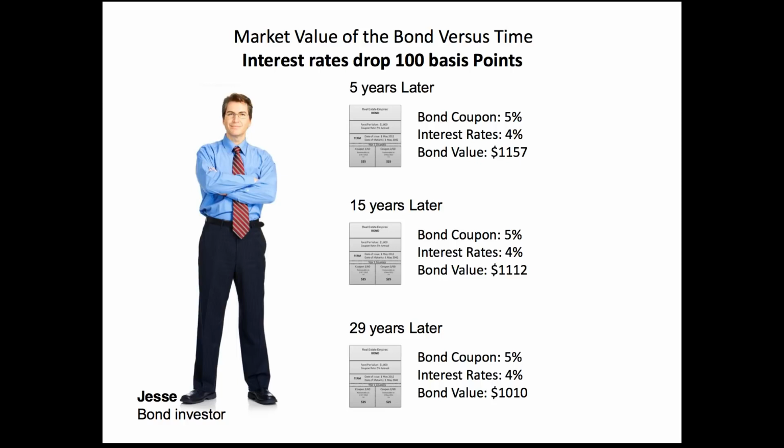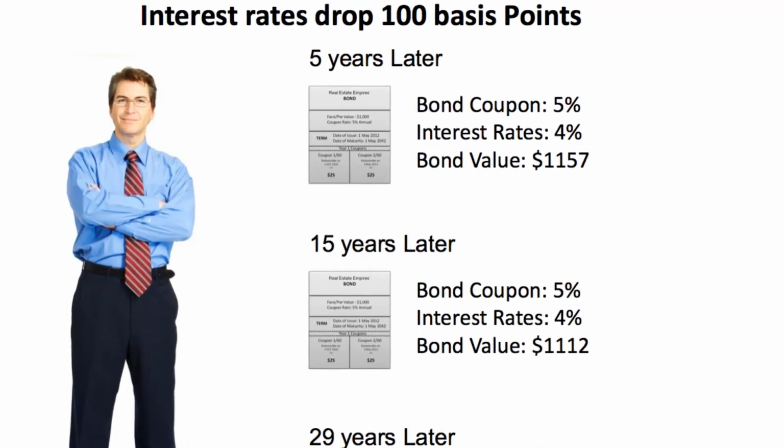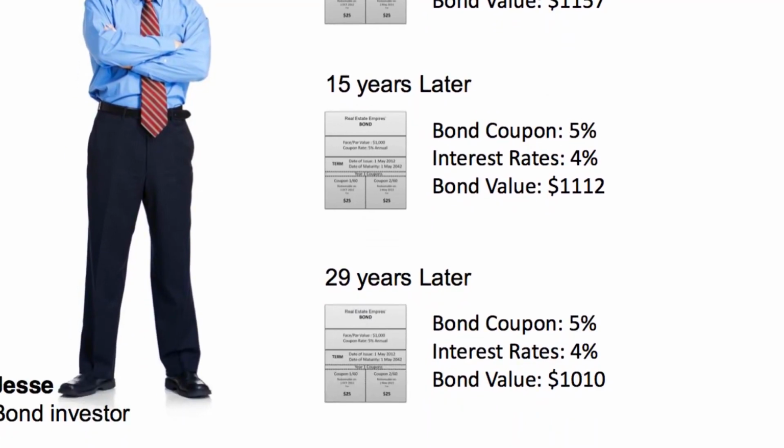So in the last scenario, we had the interest rates raised, but now we're going to look at Jesse holding the bond for 5 years, and then he's looking to sell it. His bond's coupon rate when he bought it was 5%, but interest rates are lower right now at 4%, and his bond value is $1,157. Okay, let's look at the 15-year one. Same coupon, interest rates are down 1%, but his bond value is now only $1,112, which is lower. And as you look at the 29-year one, it's really close to the bond's maturity, so the bond value is going to be really close to the par value, almost $1,000: $1,010.